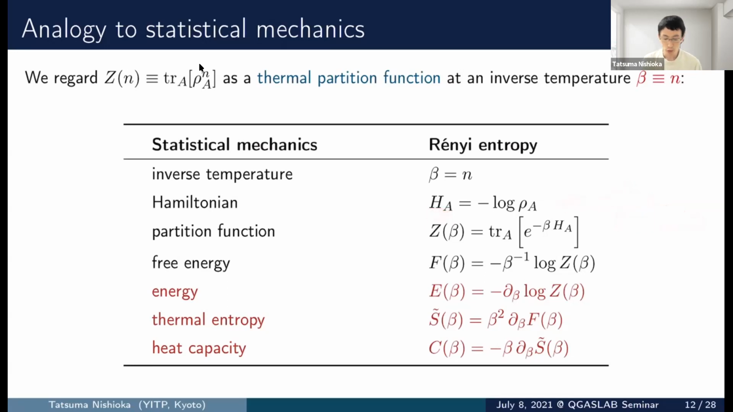Once you introduce the so-called modular Hamiltonian, the partition function on the n-fold cover can be written as a partition function for some system with Hamiltonian HA. Then you can define free energy, thermal entropy, and also heat capacity in the same way as in statistical mechanics.